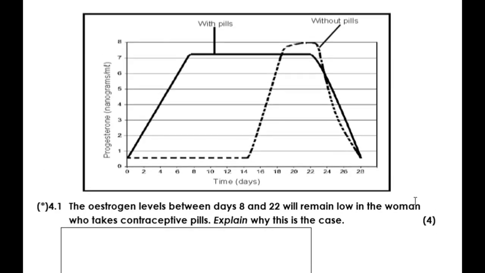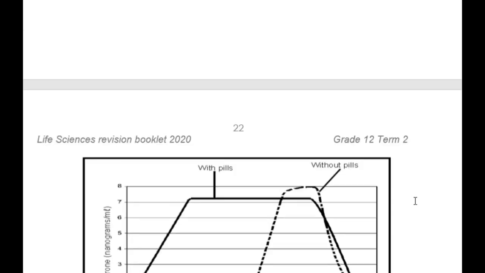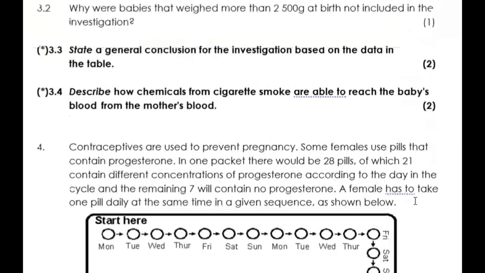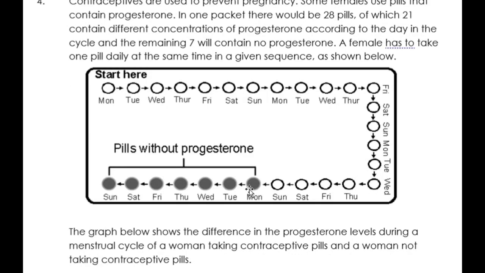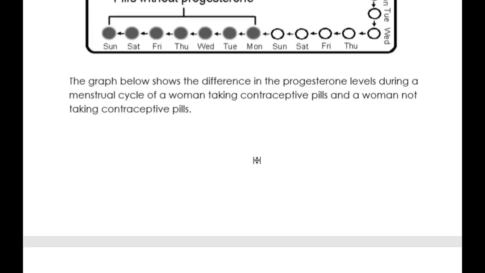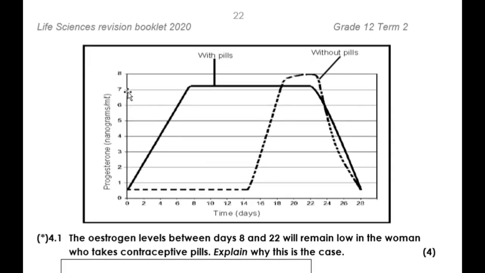All right, so if you look at this, I know you're still busy and I do apologize. We are running out of time. This has to do with birth control, okay, or contraceptives. So it gives you a little introduction here. You can just read it. This is the contraceptive pills that the person takes. And if you count from Monday to Sunday, you'll count 28. So it's 28 days, okay? And it says the contraceptive pill contains progesterone. Now it gives you a graph and shows you that the individual taking the pills is the solid line, okay? And this shows you their progesterone levels, okay? It says progesterone.